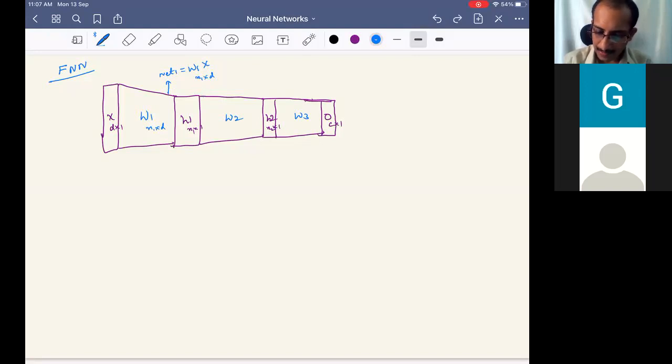So H1 is equal to F of net 1. Yeah, right. Now let us come back here. What is this? This is net 2, which is equal to what? Net 2 is nothing but W2 into H1.